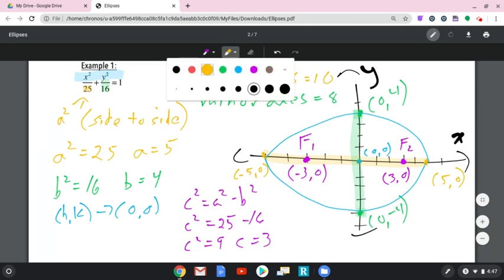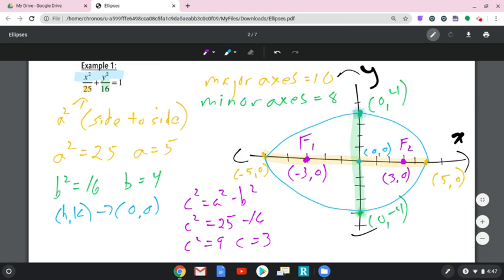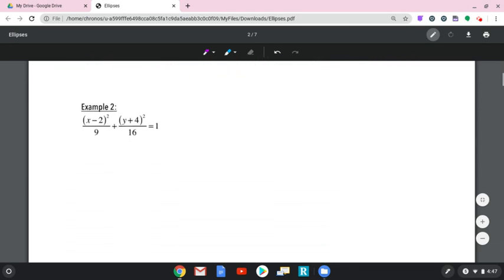Actually, let me do them all in a different color. Your vertices, I'm going to do in blue. Vertices would be 4, 0, negative 4, 0, 5, 0, and negative 5, 0. Those are your vertices of your ellipse. All right. So now you have everything that you needed to graph this. So now what we're going to do, guys, is we're going to look at example 2.